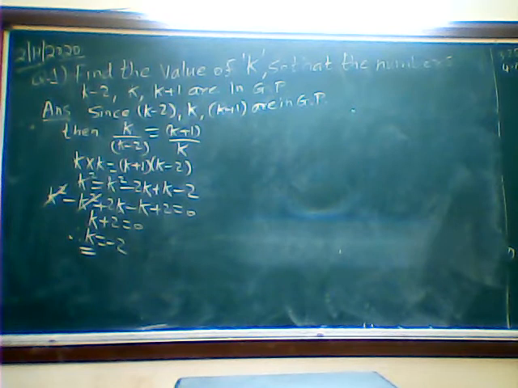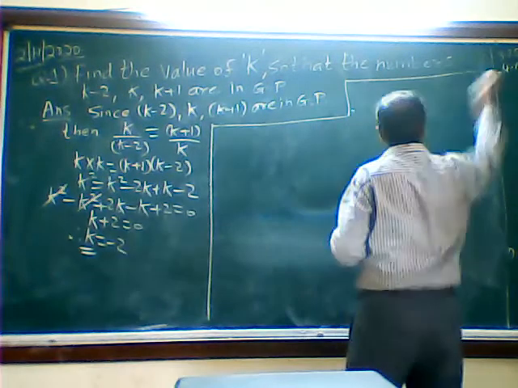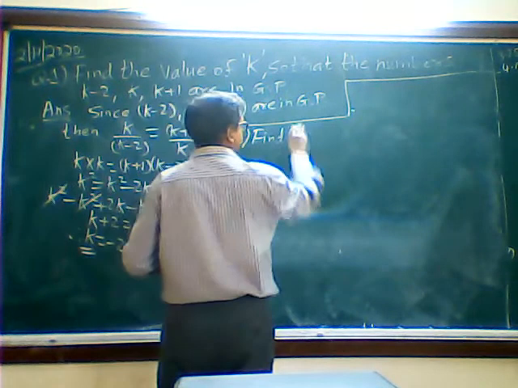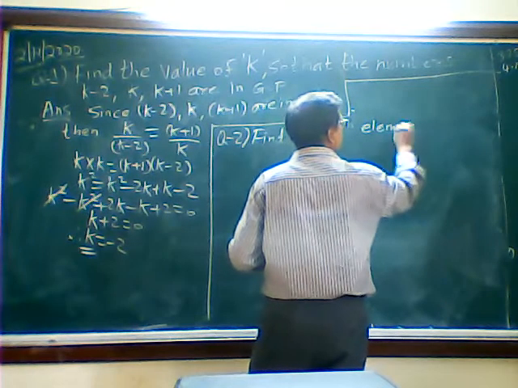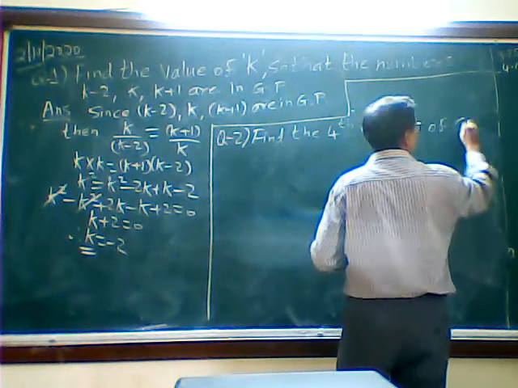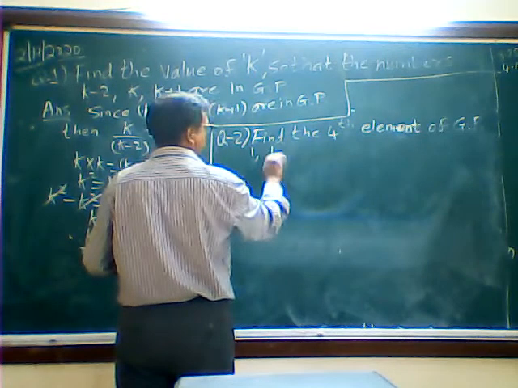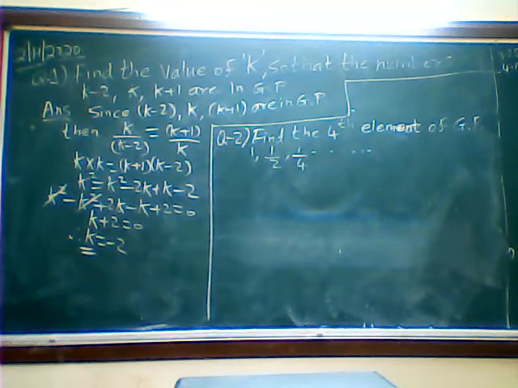Now we will do the second problem. Question two: find the fourth element of the GP 1, 1 upon 2, 1 upon 4, and so on. The question is, find the fourth element of a GP. What is that GP? 1, 1 upon 2, 1 upon 4.